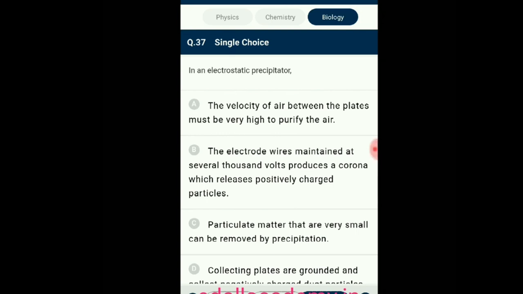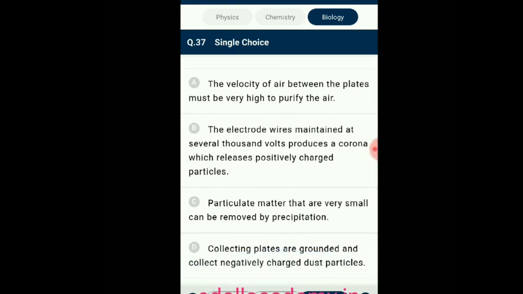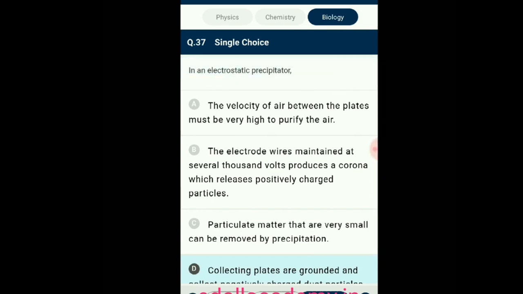They produce a corona that releases negatively charged electrons which combine with dust particles to give them a negative charge. Grounded collecting plates collect these negatively charged dust particles if the air velocity is low, allowing the dust to fall. So the answer for this question is option C. Collecting plates are grounded and collect negatively charged dust particles.